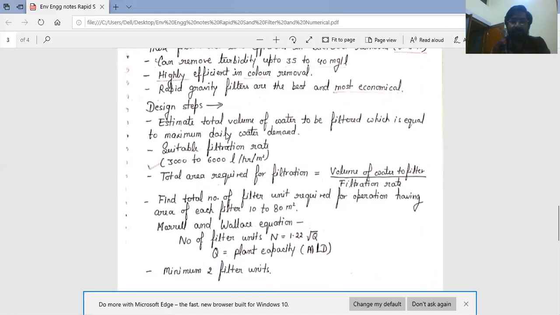Design steps for rapid filter. Estimate total volume of water to be filtered, which is equal to the maximum daily water demand. Suitable filtration rate is 3000 to 6000 liter per hour per meter square. This can be understood with a numerical. Total area required for filtration is equal to volume of water to filter upon filtration rate. Find total number of filter units required for operation, having area of each filter 10 to 80 meter square.